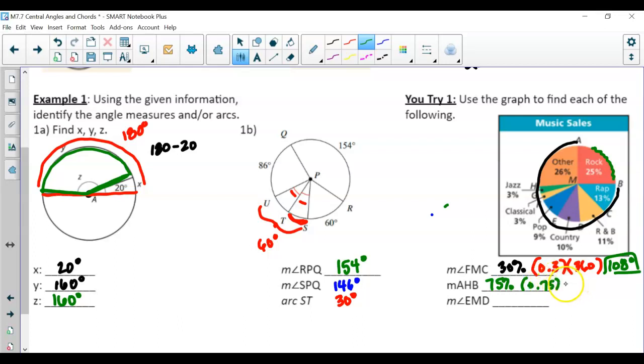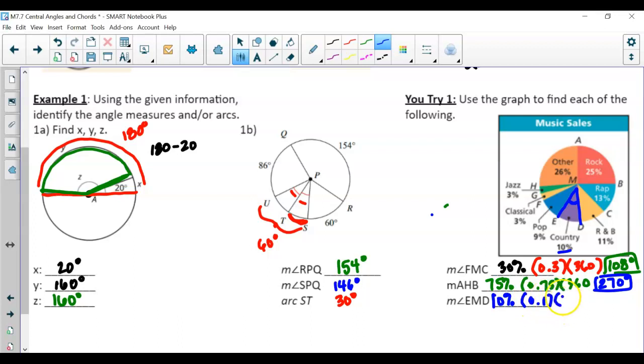360 degrees. So 0.75 times 360. So here you get 270 degrees. So now the measure of angle EMD. So EMD here is, here. So just this piece, which represents 10% of our circle graph. So again, 10% or 0.1 times 360. So that means this is 36 degrees.